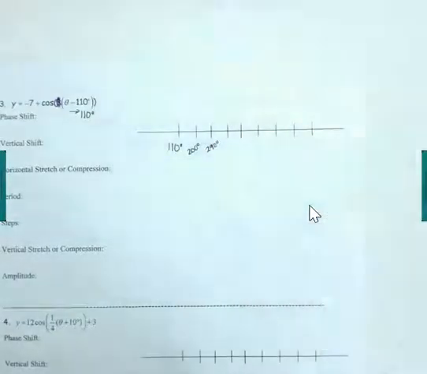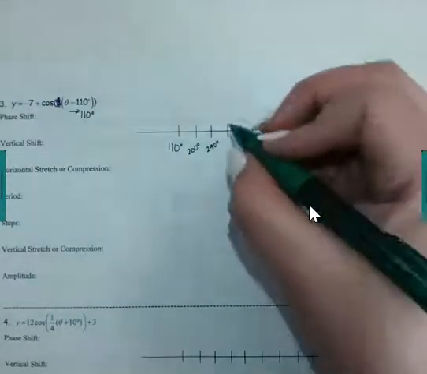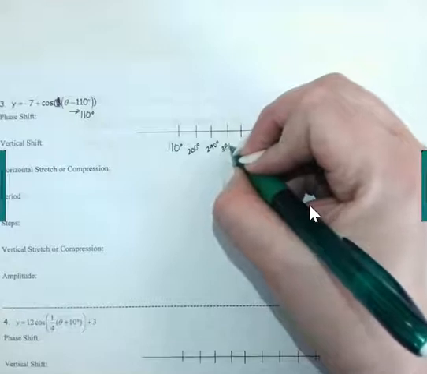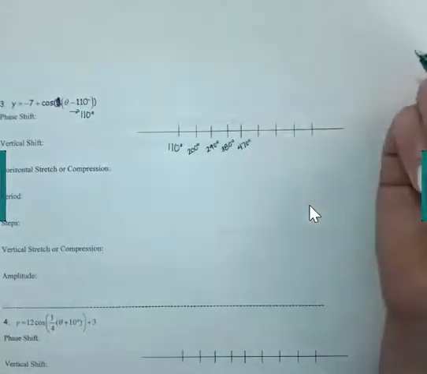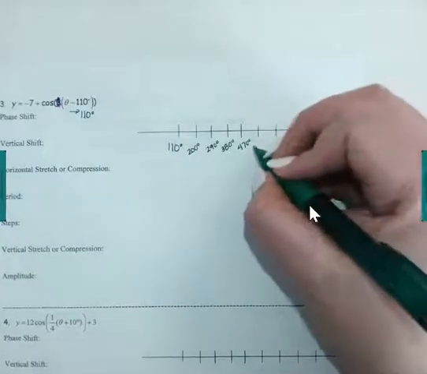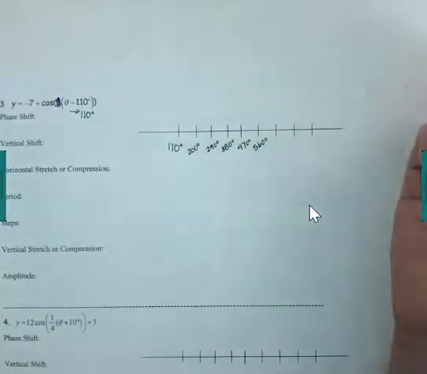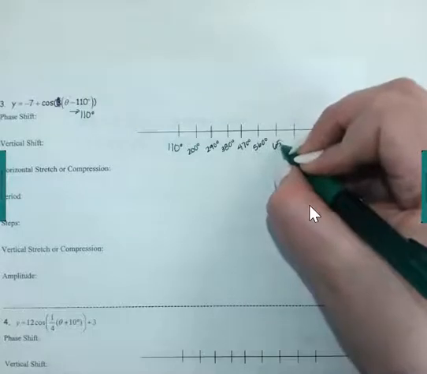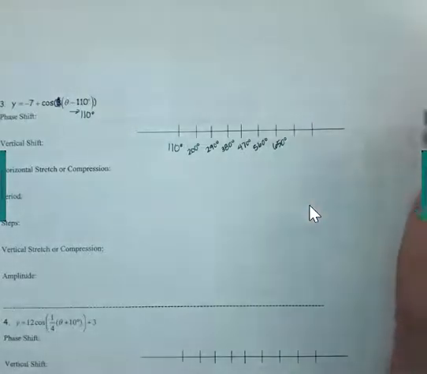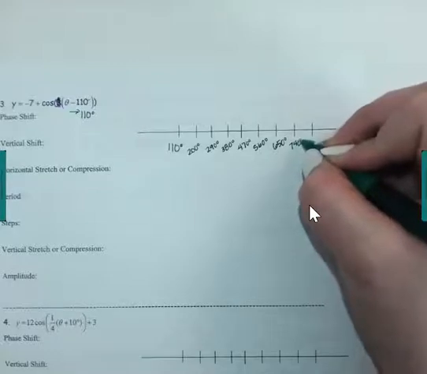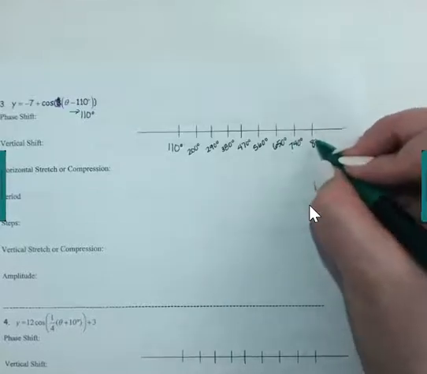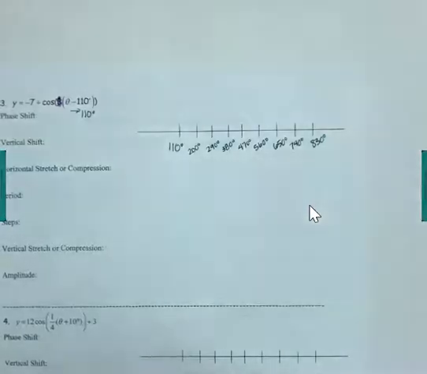290. Then I'm going to count up by 90 again. It would be 380. 470. 560. Then 740. Then last one. 830.